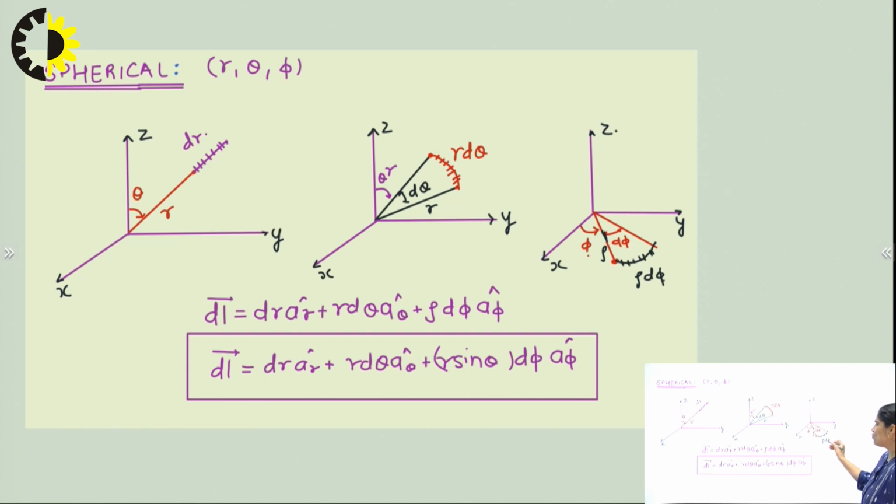So write down here rho d phi. Consider here rho d phi, unit vector of phi. Now if you want to write down this dl in spherical coordinates, write down rho is equal to r sin theta. So dl in the case of spherical coordinates is dr, unit vector of r, plus r d theta, unit vector theta, plus r sin theta d phi, unit vector of phi. So this is the differential length for spherical coordinates.